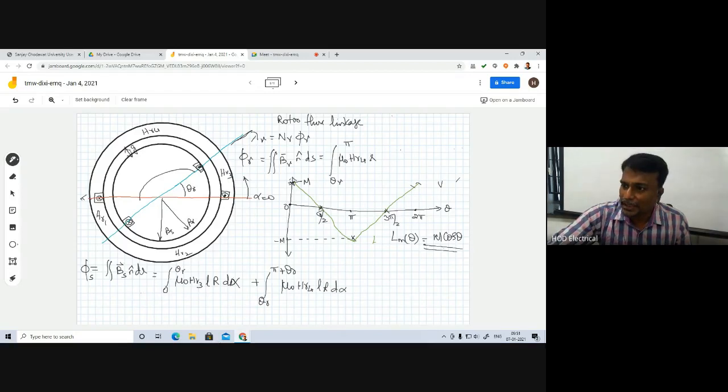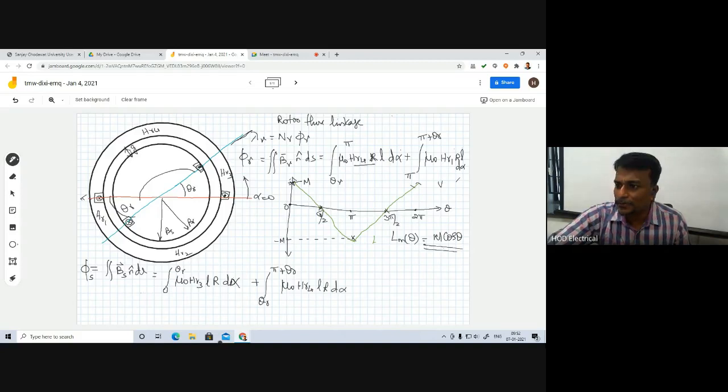Then area you can write as radius into length into d alpha, plus the integral from pi to pi plus theta r. Already we have written theta to pi, then pi to pi plus theta. This is already theta r. Mu naught, and the magnetic field intensity in this region is HR1, R L into d alpha. Already we have derived this equation of HR4 and this equation of HR1. So one can substitute this HR1 and HR2.